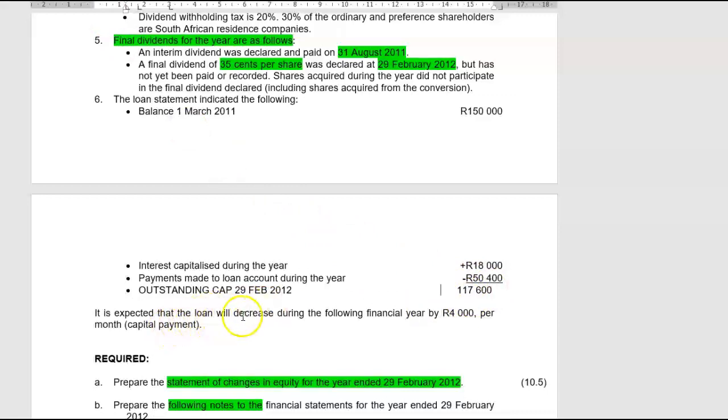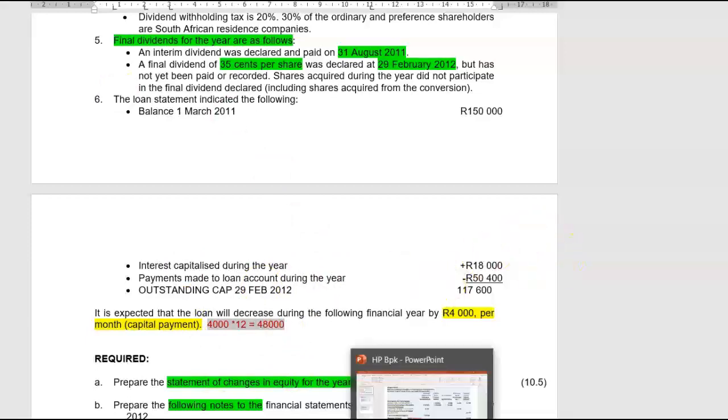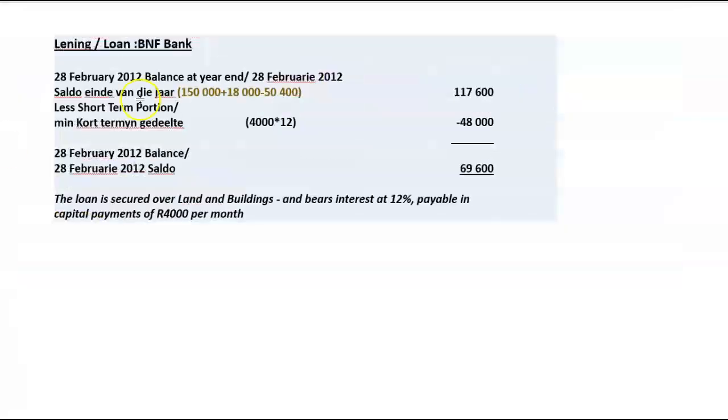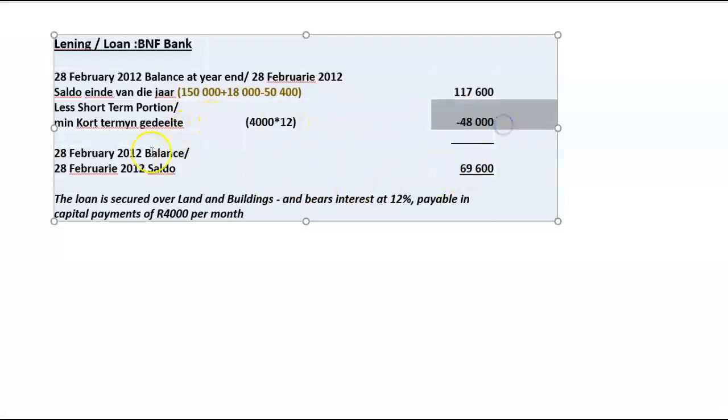It is expected that the loan will decrease during the following financial year by 4,000 Rand per month, and that is only a capital payment. So therefore 4,000 multiplied by 12 means that the short-term portion of the long-term loan is going to be equal to 48,000 Rand. So the disclosure of the loan in our books is going to be as follows. Balance at year end, 117,600, less short-term portion transferred to current liabilities, 48,000, and the balance at year end then 69,600.